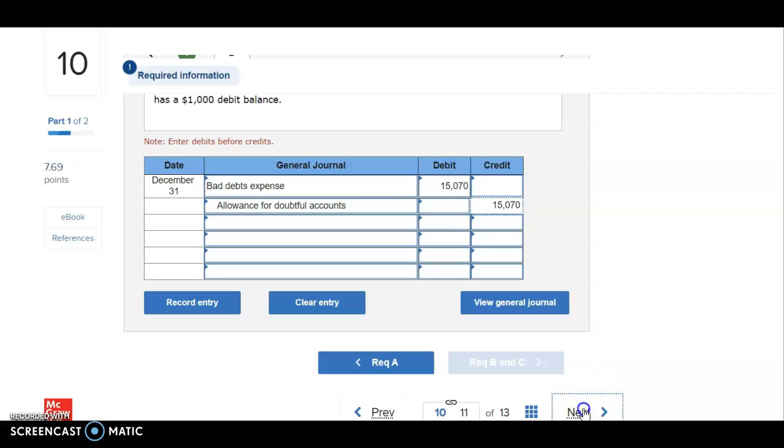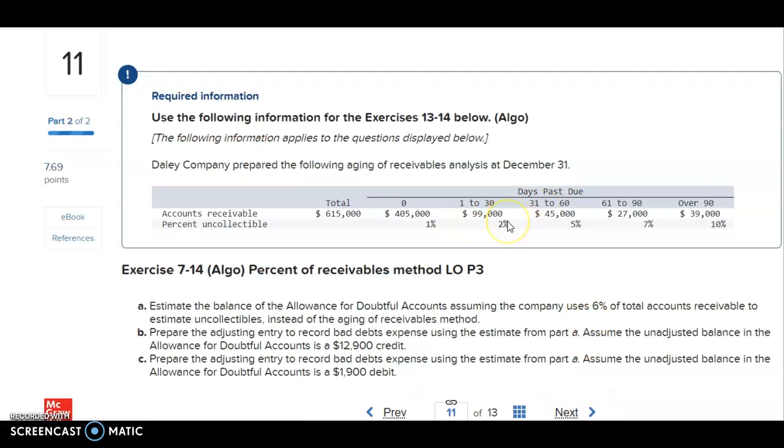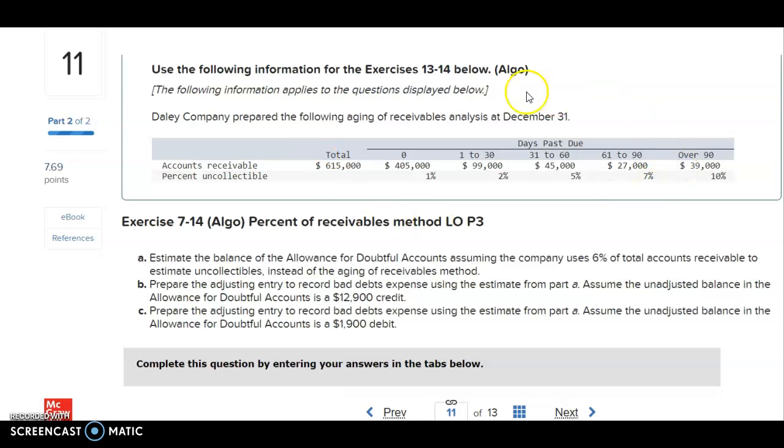And going into question 3, we're going to be using this same type of scale at the top, but we're going to be finding our initial allowance for doubtful accounts, assuming the company uses 6% of total accounts receivable to estimate the uncollectibles instead of the aging. So we're not really going to look at the information here. We're only going to be using this figure and 6%.